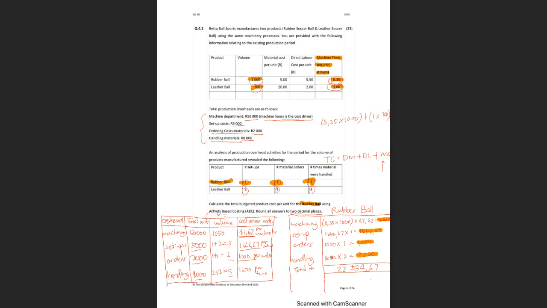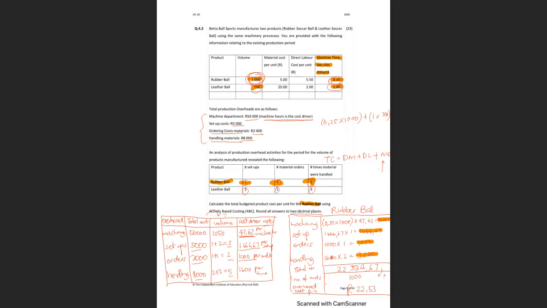But you need it to be a per unit figure. So you're going to divide this by the number of units. So rubber ball has 1,000 units that are being produced. So that divided by the 1,000 is going to tell you that the overhead cost per unit is 22.53.